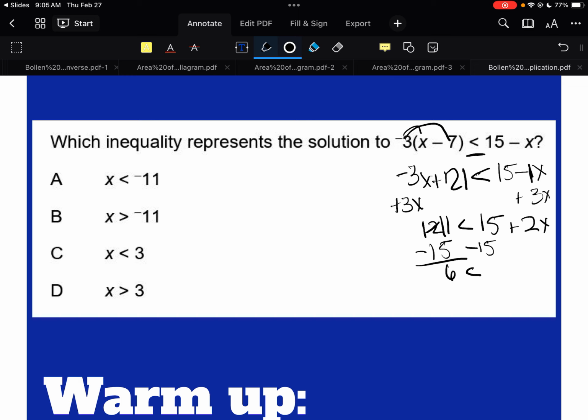And then 6 is less than 2x. You divide by 2, you divide by 2, you get 3 is less than x, and you can reverse this by saying x is greater than 3. So it would be this one here. If you do get down to this very last step where you're dividing right here, and you have a negative number, you do have to flip your inequality sign.